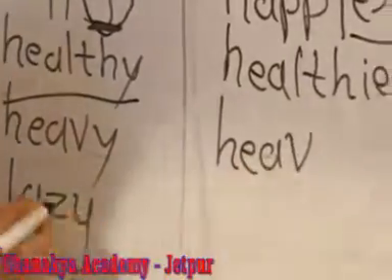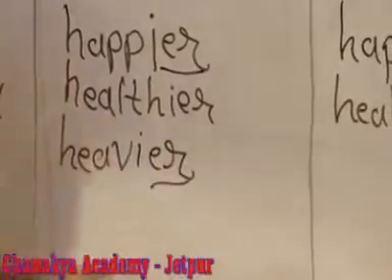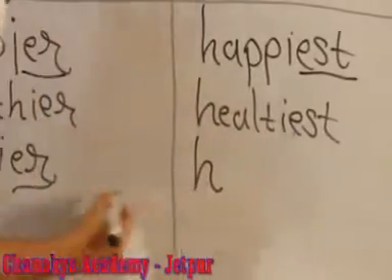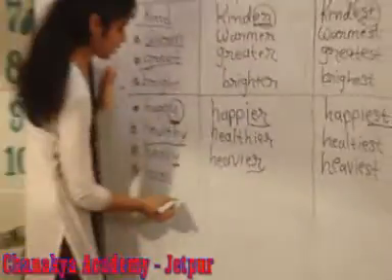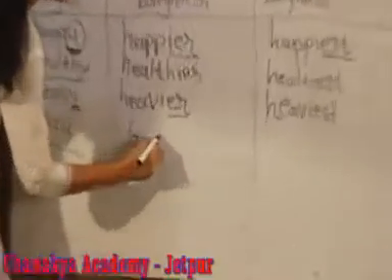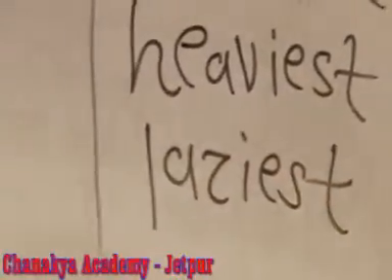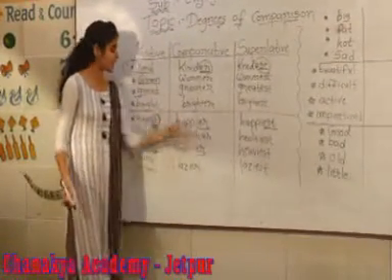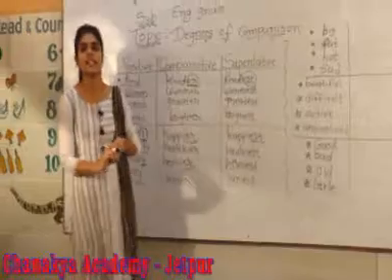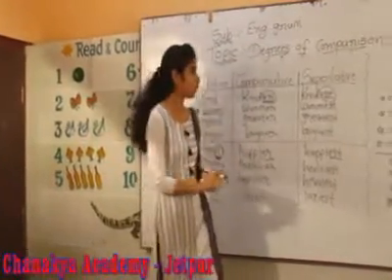Next one is heavy. So we are putting i instead of y and putting suffix er. And the same when we change in superlative, we are putting est. Now it's lazy, it will be lazier and laziest. So it is one of the simple kinds. We have to put just i instead of y, and then we can add suffix er and est when we are forming comparative and superlative.